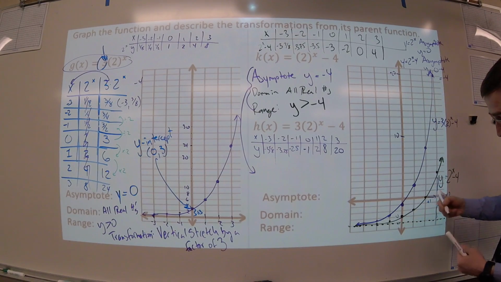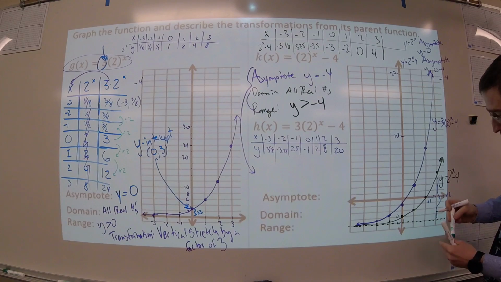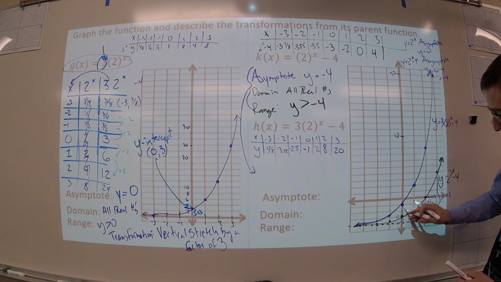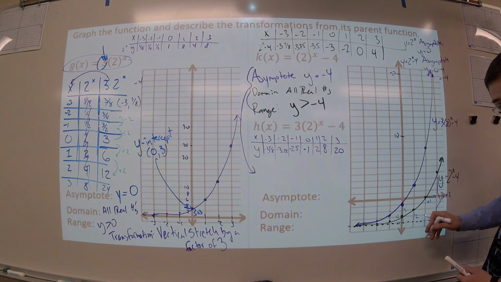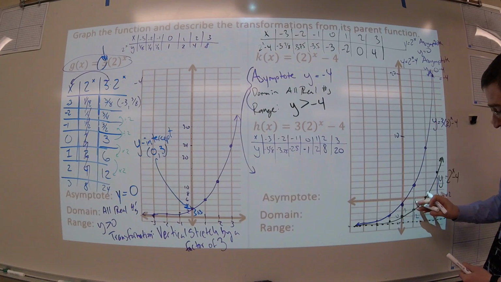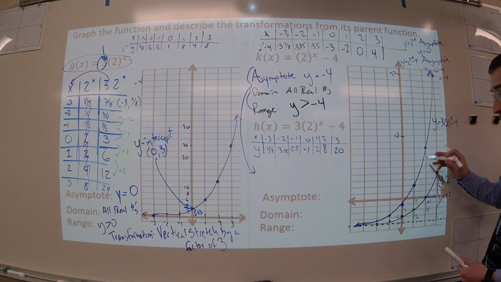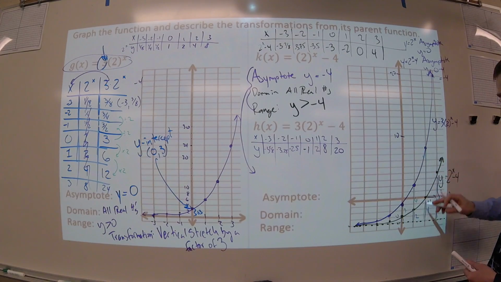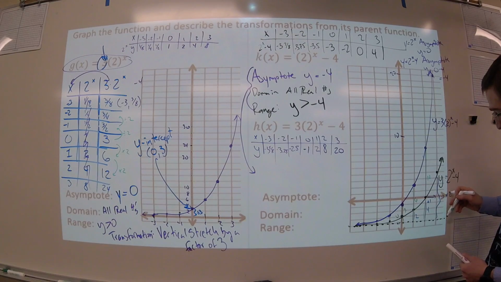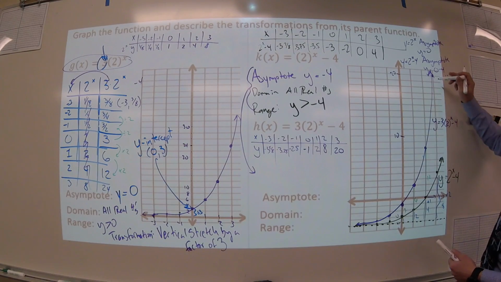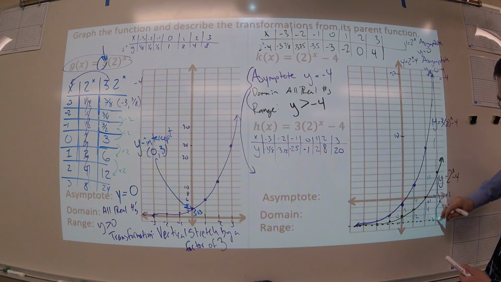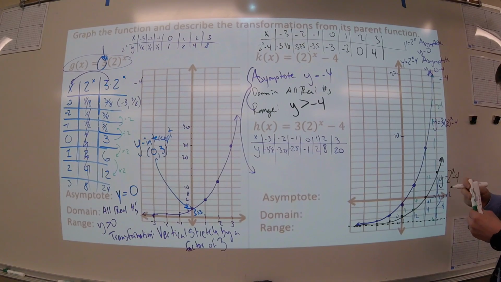Now, if I'm going to compare this function to this function, here I have a distance of 1. Here I have a distance of 3. Here I have a distance of 2. Here I have a distance of 6. Here I have a distance of 4. Here I have a distance of 12. Here I have a distance of 8. Here I have a distance of 24.